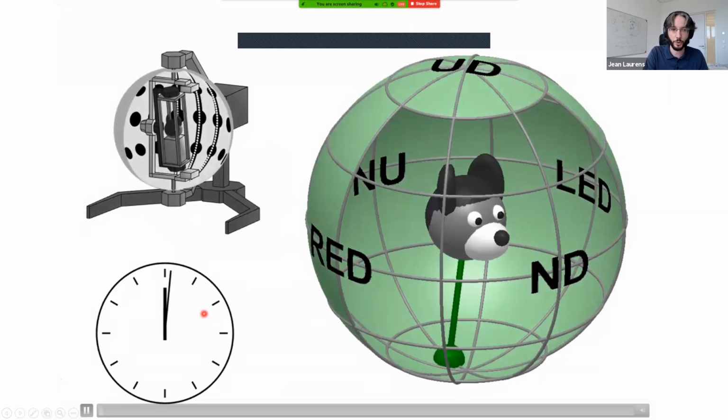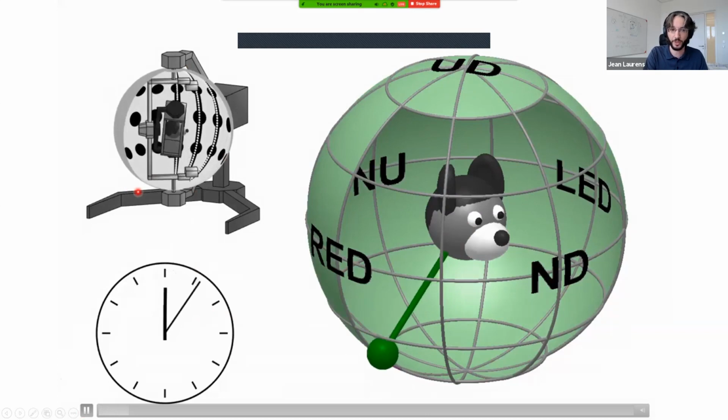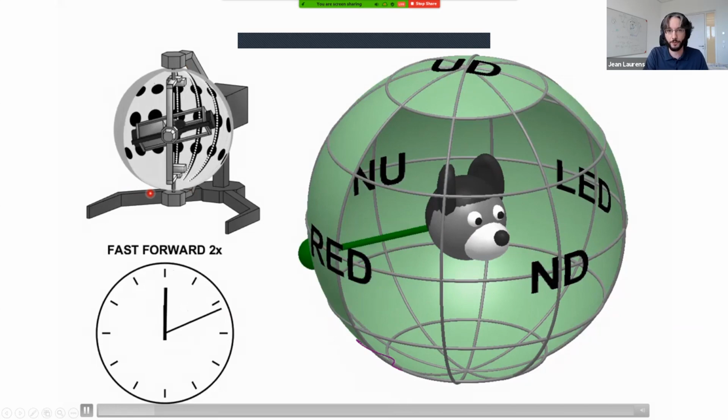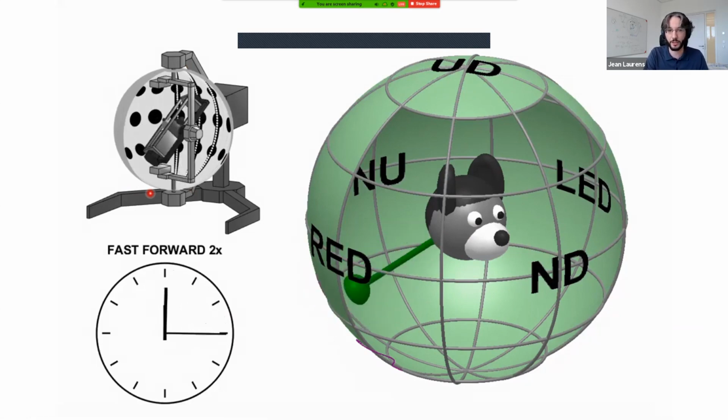I'm now starting this movie, and you see here an animation of the way the rotator was moving. That's the real motion of the rotator, actually. It goes like this for 40 minutes, so I'm going to accelerate things a little bit.